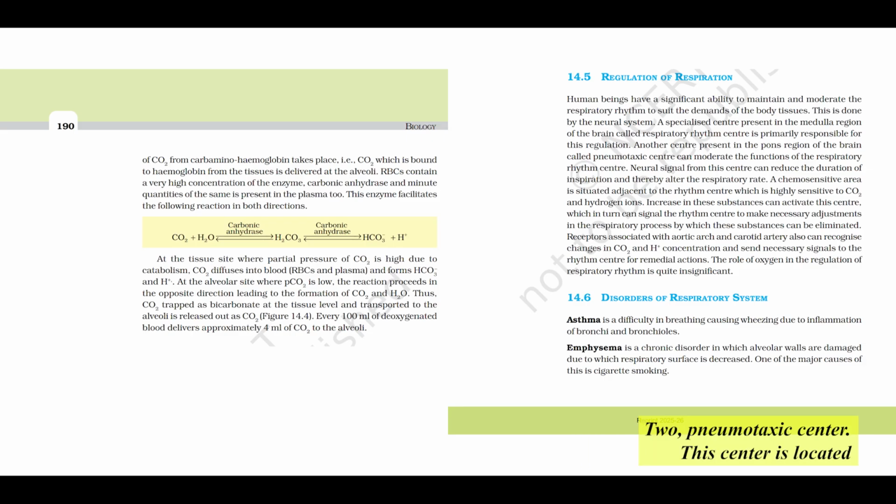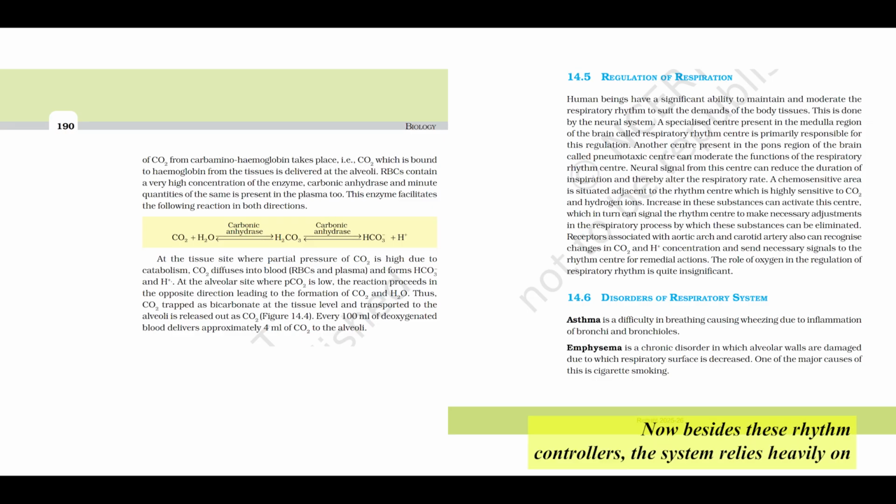2. Pneumotaxic Center. This center is located higher up in the pons region of the brainstem. Its job is to moderate or fine-tune the signals coming from the rhythm center in the medulla. How? Signals from the pneumotaxic center can basically limit the duration of inspiration. By cutting inspiration short, it effectively increases the respiratory rate, often making breaths shallower and faster. It helps smooth out the breathing pattern.